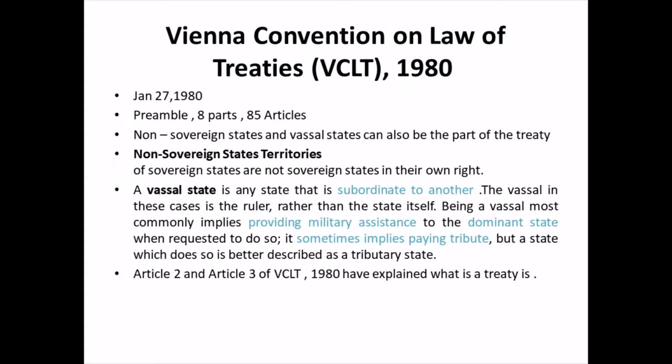Article 2 of the Vienna Convention states that a treaty is an agreement whereby two or more states establish or seek to establish a relationship between them governed by international law. And Article 3 states that other subjects of international law can also conclude treaties. So these are the two major definitions that we come across when we try to understand what treaties are.